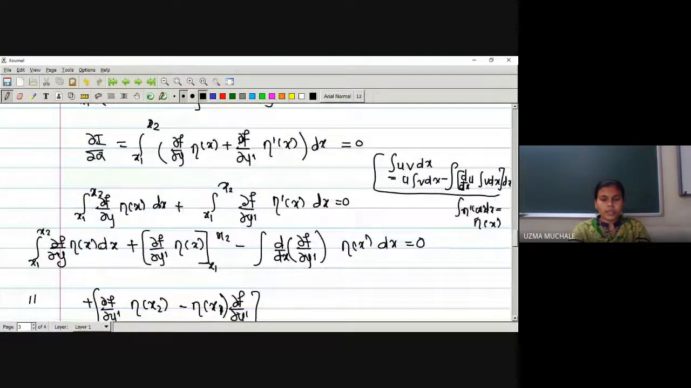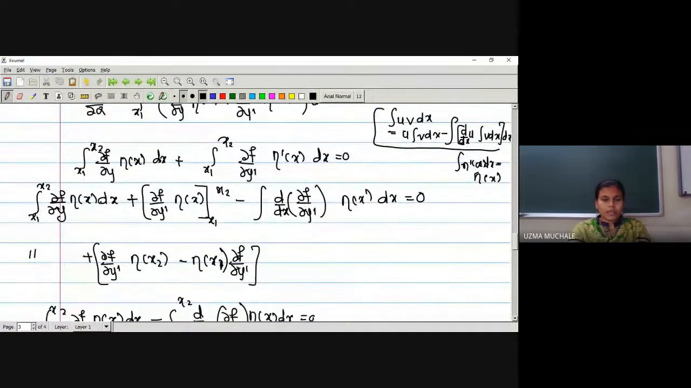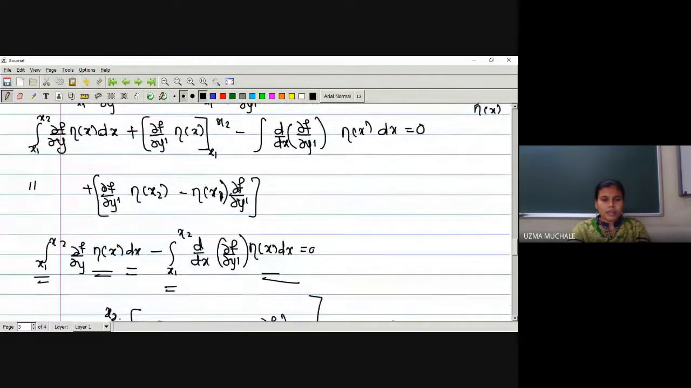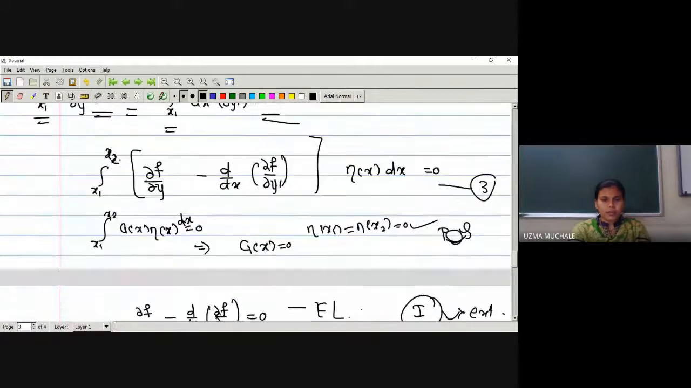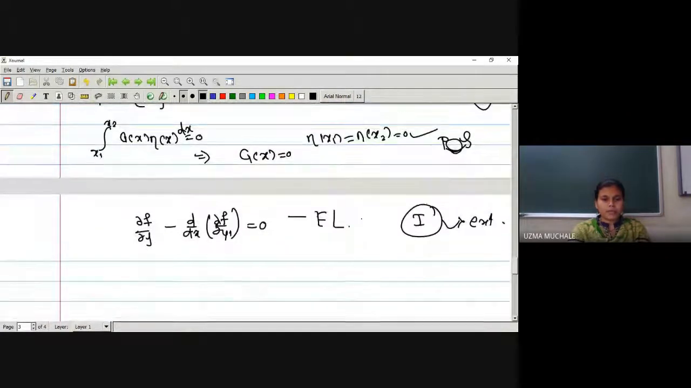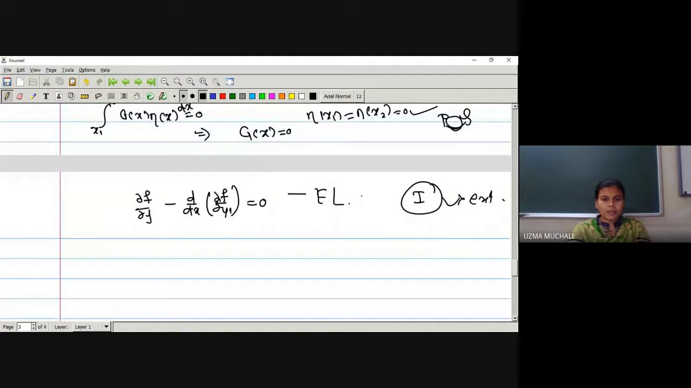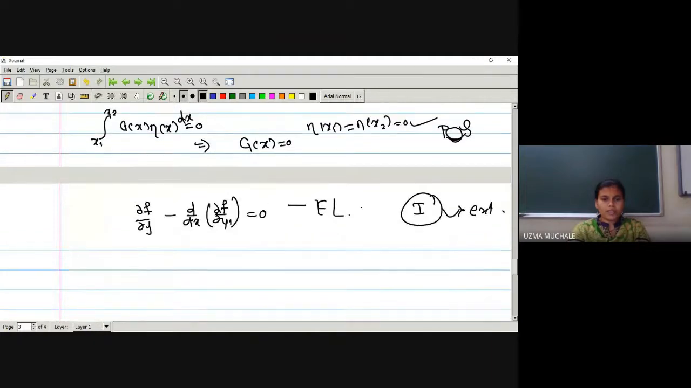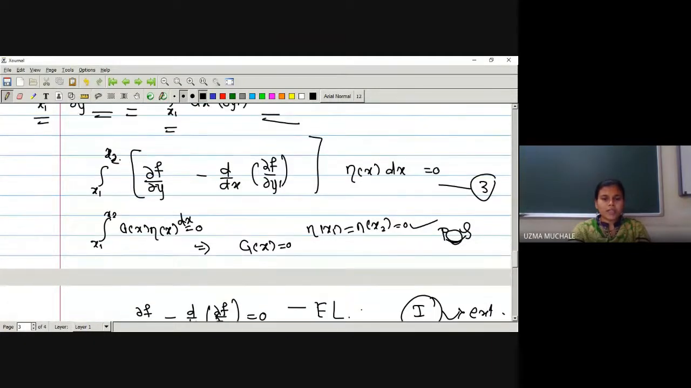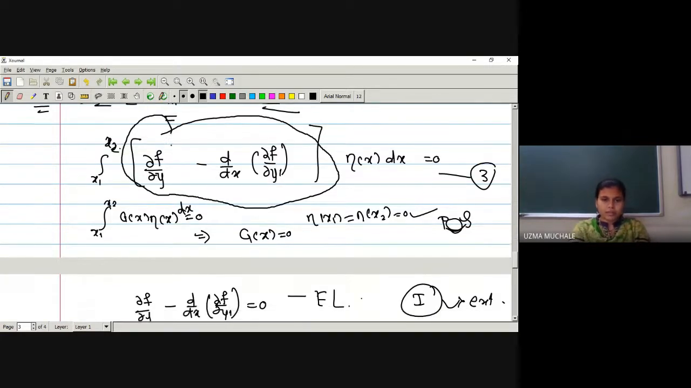So with the first derivative equal to 0, we have used the integration rule, that is the u into v rule. After that we have taken some common term, and then we have used the basic lemma of calculus of variations. With the help of that, we get the value of g of x is 0. In this case, the value of g of x is this whole bracket, and hence we get the Euler-Lagrange equation.